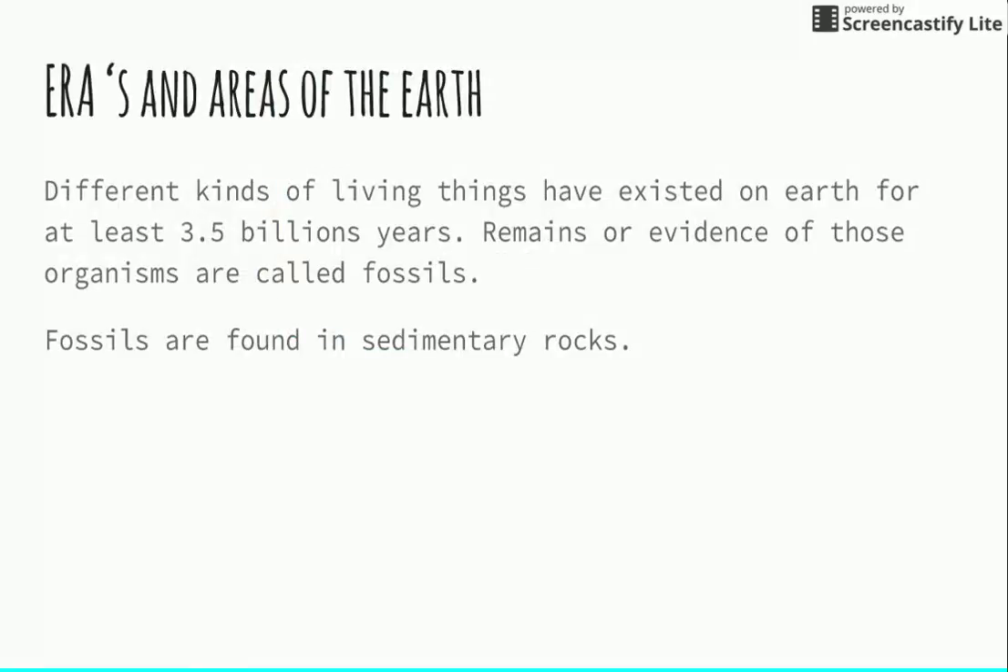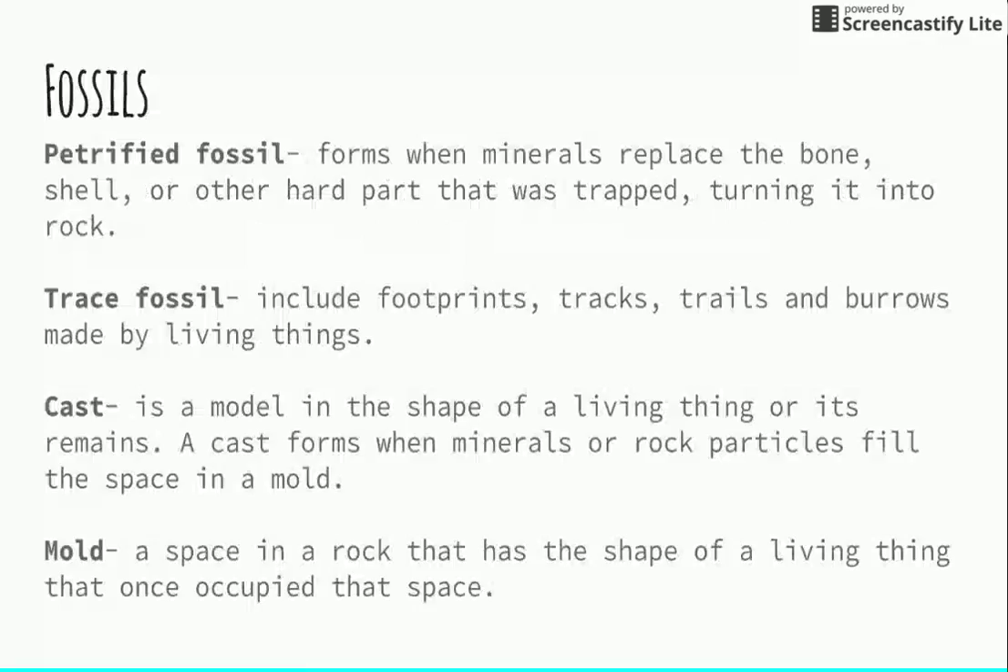So the eras and the periods of the Earth. There are different kinds of living things that have existed on Earth for at least 3.5 billion years. So we've had some type of living organism on the Earth for at least 3.5 billion years. And remains or evidence of those organisms are called fossils, and these are normally found in sedimentary rock. There are 4 types of fossils, and we're going to delve into these more tomorrow.